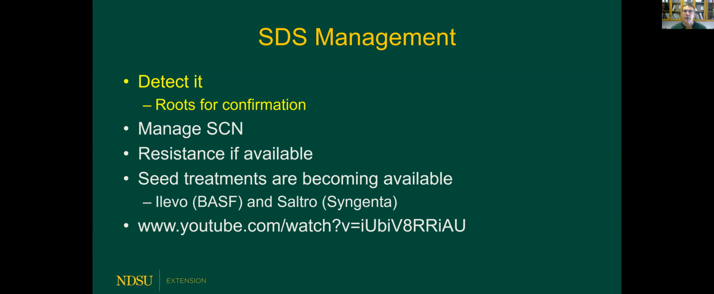It won't be there because the pathogen never grows into those plant parts. So the root ball is really important. If you have it, you want to manage SCN. Genetic resistance, if available, most of us probably don't have much yet. Some seed treatments are becoming available. The two of note that have had pretty good results are Levo and Saltro.